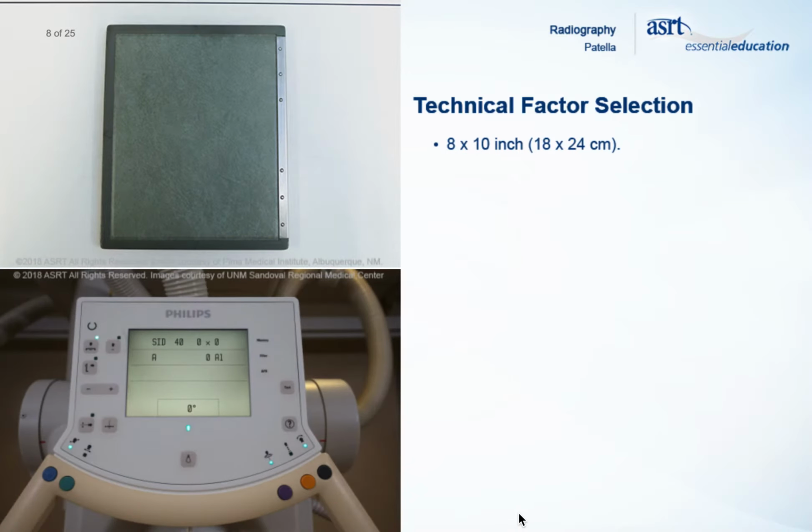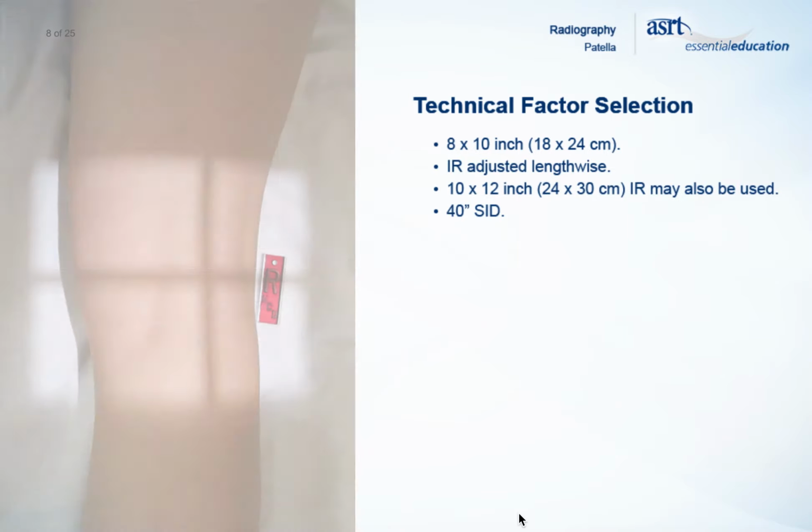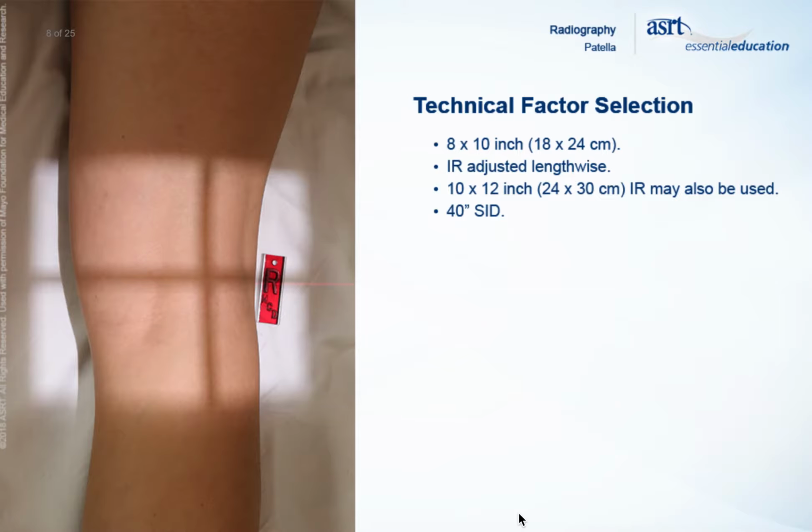An 8 by 10 inch or 18 by 24 centimeter image receptor is used for a PA patella projection and is adjusted lengthwise. If this size is not available, a 10 by 12 inch or 24 by 30 centimeter image receptor may be used. The SID is set at a minimum of 40 inches, although some departments may require a longer SID. Collimation is adjusted to approximately 6 inches by 6 inches or 15 centimeters by 15 centimeters and must be close to the patella.